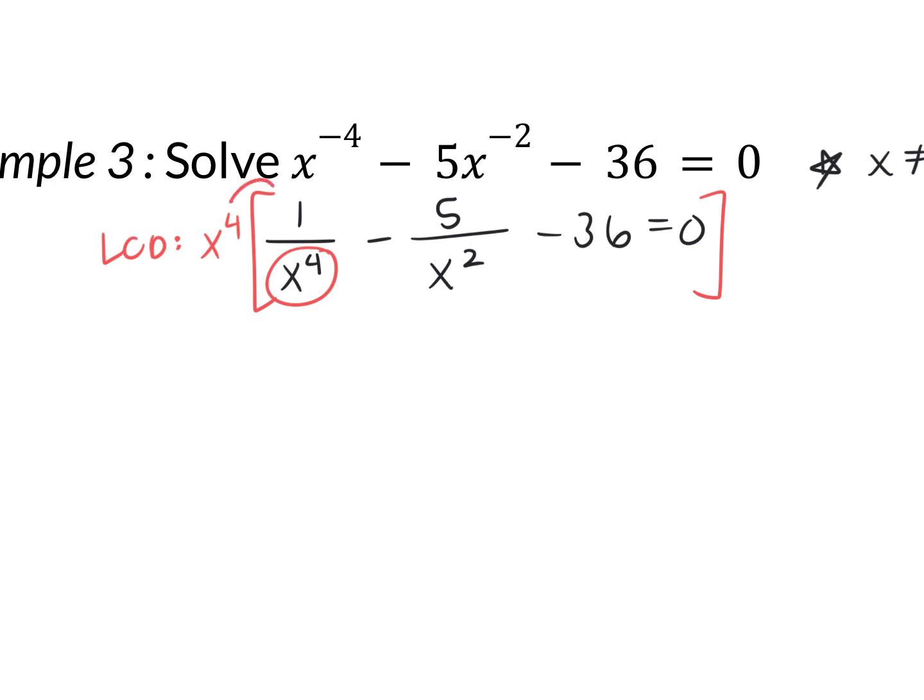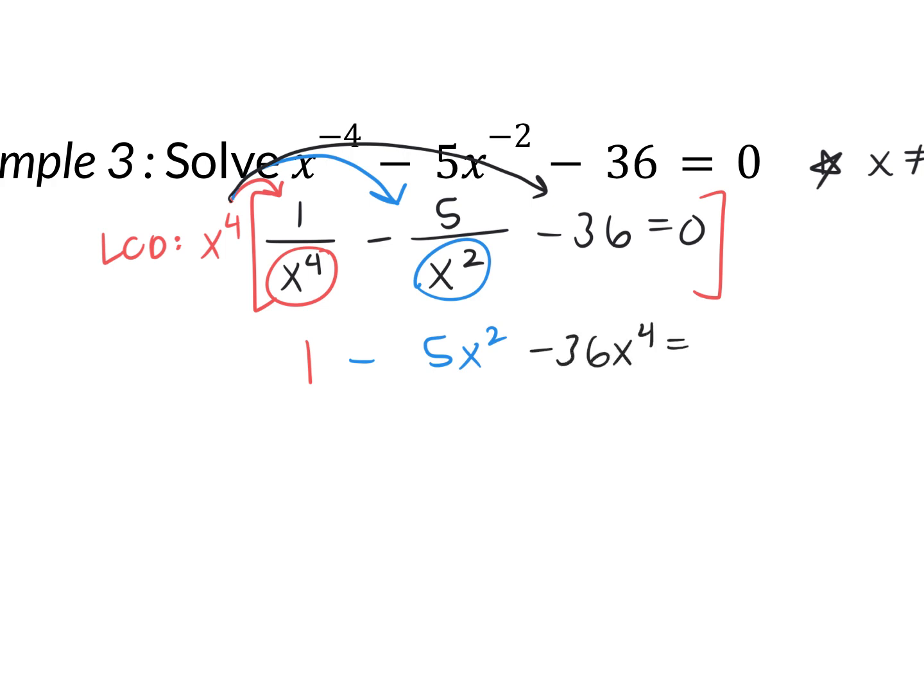Okay, when I multiply that first fraction there, I get 1, because those x to the 4ths simplify to give me 1. X to the 4th times my second fraction is going to leave that 5 on the top, but what am I going to have with that 5 actually? X squared. Because I've got 2 exponents down here, that's going to simplify with 2 exponents out of that and leave me with x squared. And then the last one, pretty easy there. Multiply x to the 4th times -36, I get -36x to the 4th.